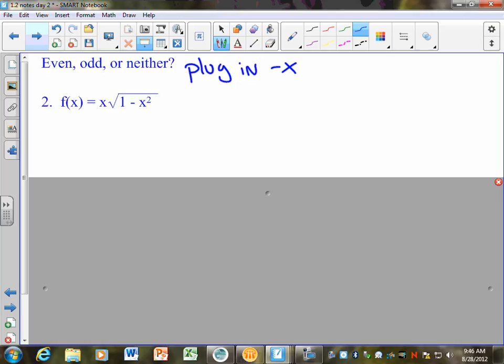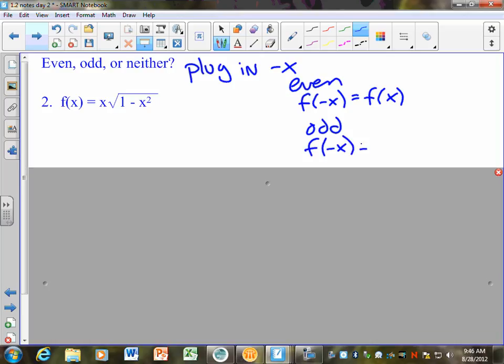If you just look back at what we wrote, if it's even, when you plug in a negative x, nothing changes. You get back the exact same thing. But if it's odd, when you plug in a negative x, you get back the exact opposite function, which means you could factor a negative out and then have the same function with a negative in front. So if I do that for this problem, all I'm going to do is plug in a negative x. And I'm going to get negative x times the square root of 1 minus negative x squared.